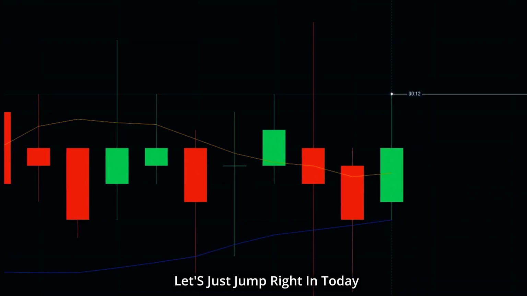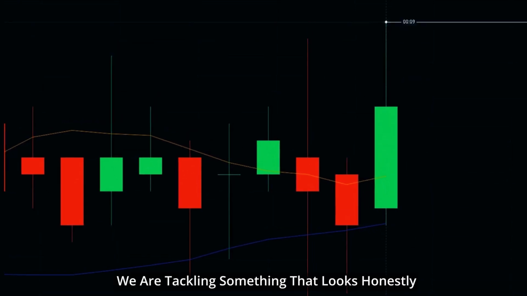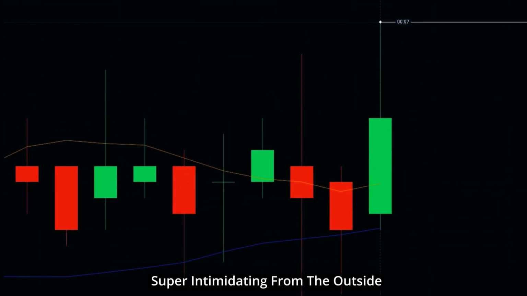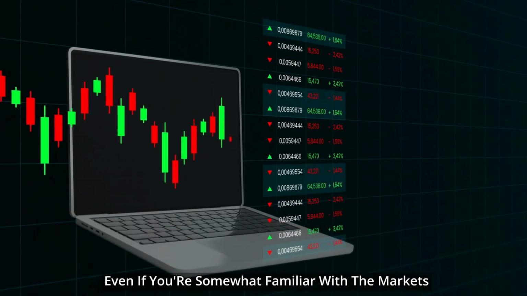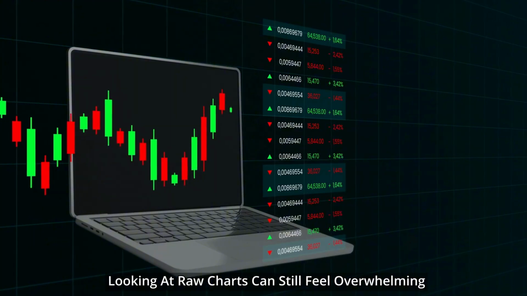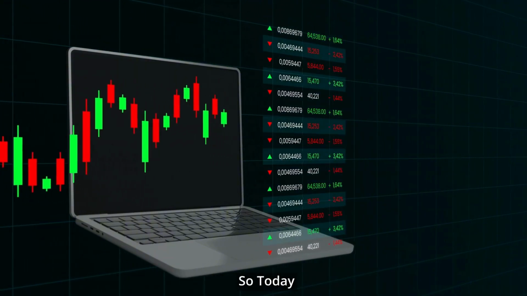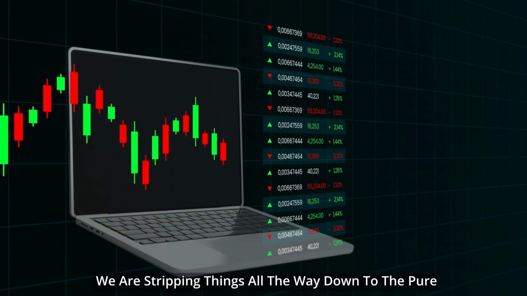Let's just jump right in. Today, we are tackling something that looks, honestly, super intimidating from the outside. But once you break it down, it's beautifully simple. Even if you're somewhat familiar with the markets, looking at raw charts can still feel overwhelming. So today, we are stripping things all the way down to the pure basics.